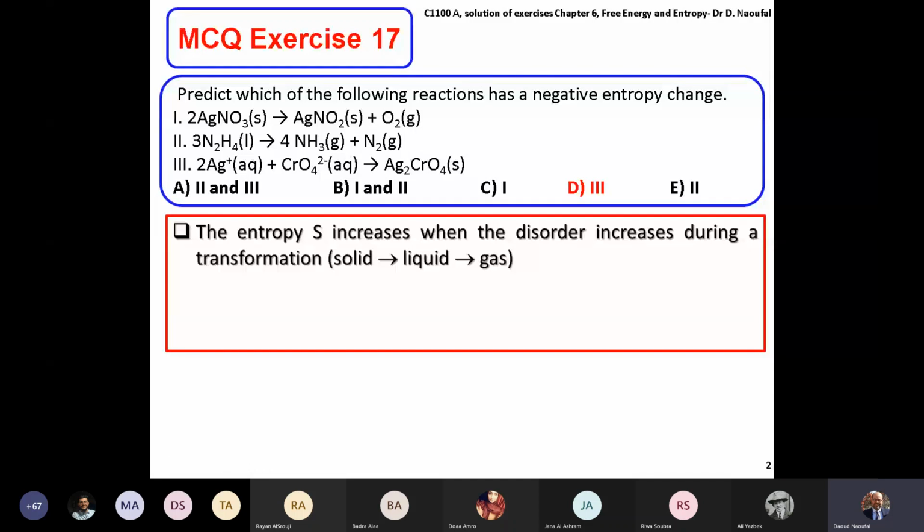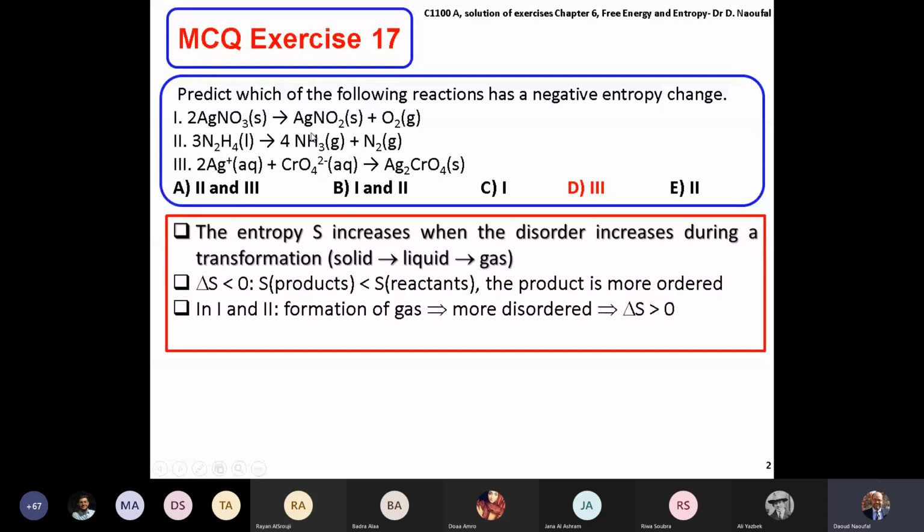Suppose you obtain gases from gases, you have to count the number of moles of gas formed, whether less or greater. So delta S in the question negative means the S of the products is less than the S of the reactants. So during the transformation, we pass from a system to a more ordered system, so the product is more ordered than the reactant.